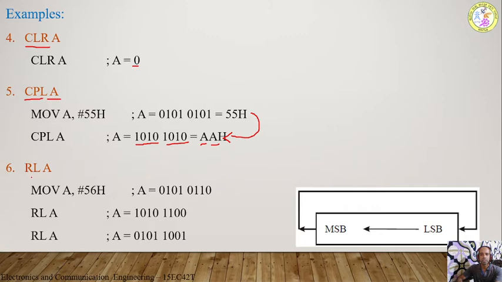Then we have the rotate instruction. The rotate instruction must be used with the accumulator register only. You cannot use any other register except the accumulator. So this is rotate left. RL stands for rotate left accumulator. Accumulator is nothing but register A. Both are one and the same.